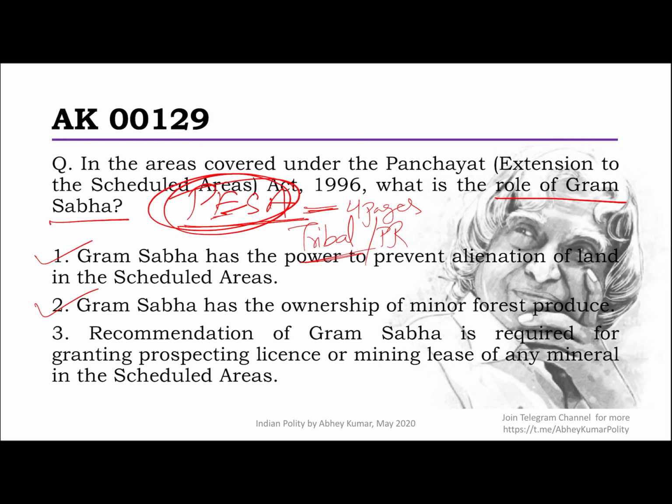So please read that. Now, recommendation of Gram Sabha is required for granting a prospecting license or mining license of any mineral in the scheduled areas.